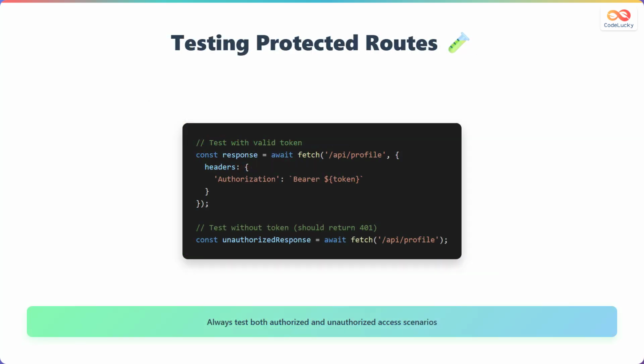It's essential to test your protected routes thoroughly to ensure they function as expected. To test a protected route, include a valid token in the authorization header. If the authentication is successful, the response should return the expected data. To test unauthorized access, make a request without a token. The response should return a 401 status code, indicating that authentication is required. Always test both authorized and unauthorized access scenarios.